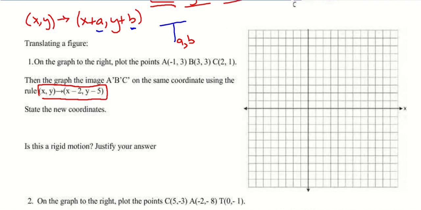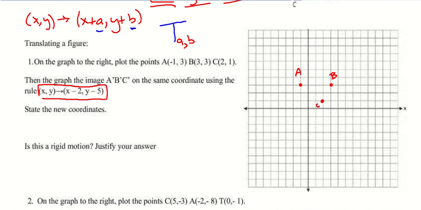So let's actually do number one here. What we're going to do is graph these points first. Point A is (-1, 3), so that's right here. B is (3, 3), which is right here. And C is (2, 1), which is right here. We're going to label those points A, B, and C.